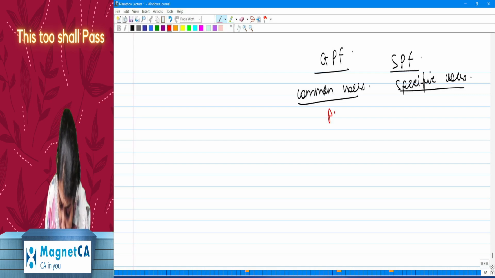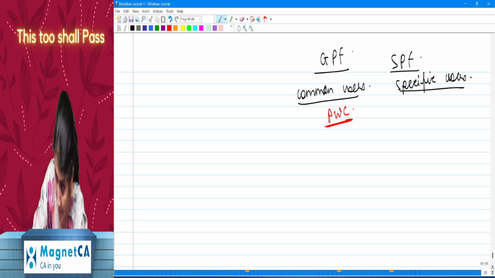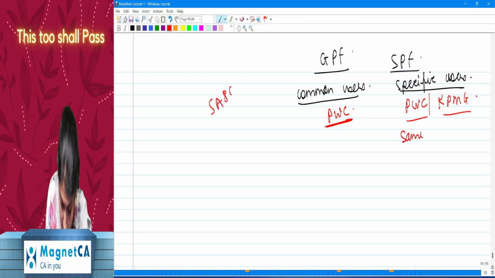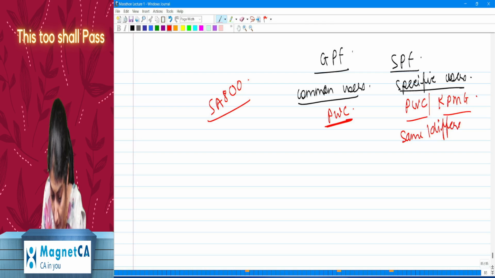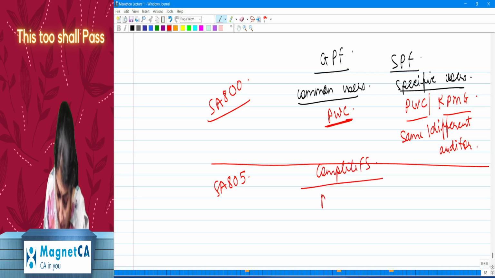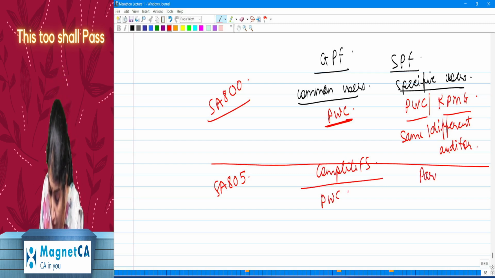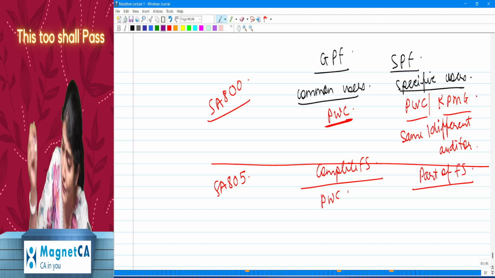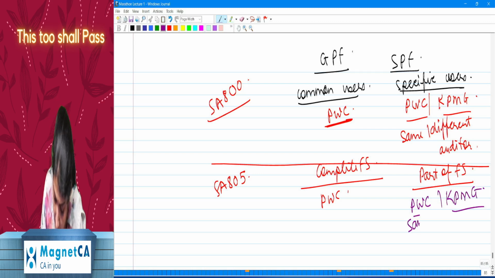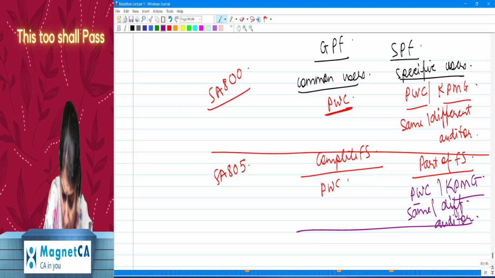Okay, now say the person who is doing the audit of the general purpose financial statements is PwC. Now special purpose financial statements could be audited by PwC, or they could be audited by KPMG. That means for the purpose of SA 800, it could be the same auditor or a different auditor. Then for SA 805, to do the audit of the complete financial statements, say PwC is appointed. And now the second task is an audit of a part of the financial statements. To do the audit of that part, PwC could be appointed or KPMG could be appointed. That means here also it could be the same auditor or a different auditor. Some other auditor could be doing the audit of the part.